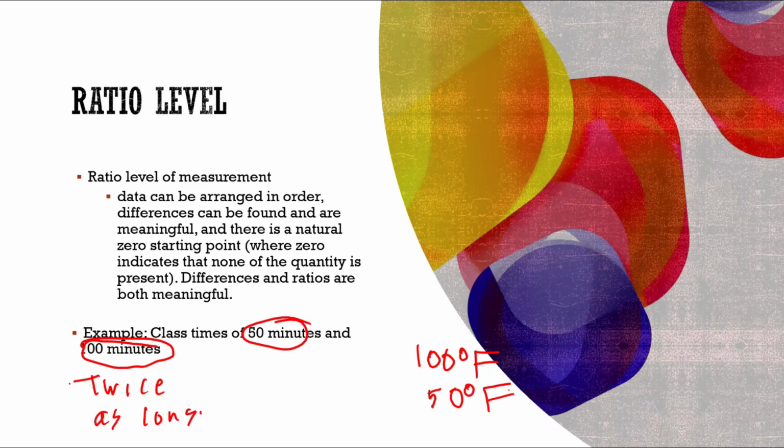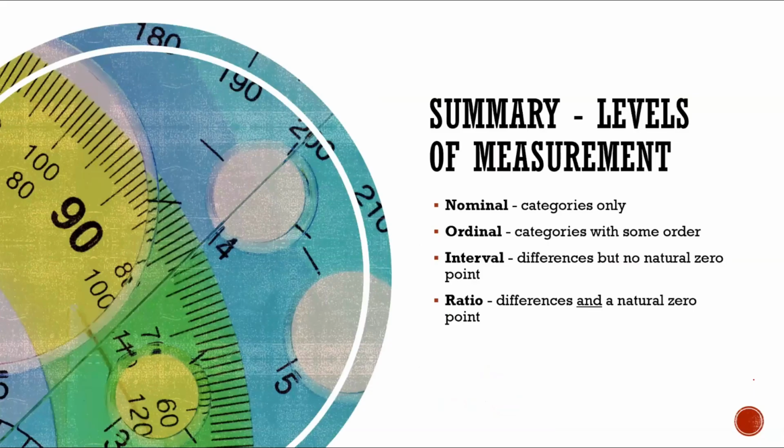Now here, the length of a class time does not have an arbitrary 0, right? 0 minutes is a class that doesn't exist. A class length of 0 minutes means something very specific. So here notice you can do anything. You can divide, you can subtract, you can order. So there's different ways of thinking about it.